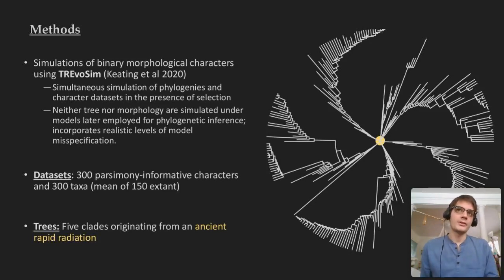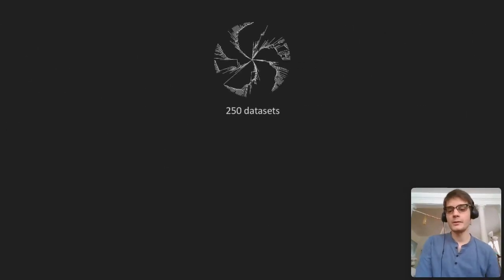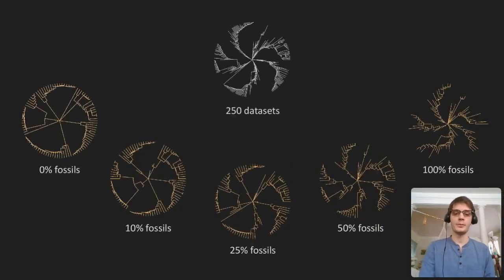The reason why we chose this type of tree shape is because it's been claimed in the literature that this might be a condition in which fossils could potentially help us a lot in reconstructing evolutionary relationships. But this is another piece of the puzzle that has never actually been tested. And so we simulated 250 of these data sets, and from them we subsampled down to 100 terminals, but we did so in such a way that we ended up with a sampling that contained exclusively living organisms, exclusively fossil lineages, or some condition in between.